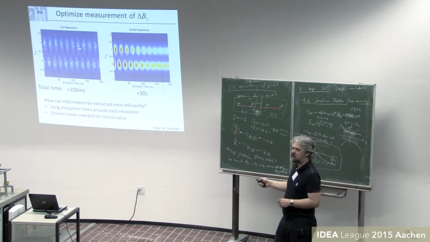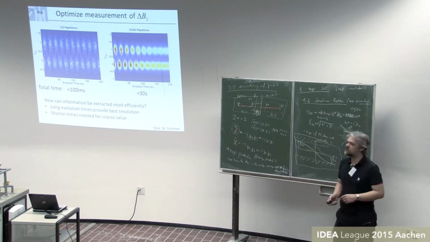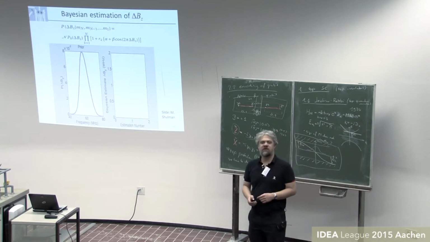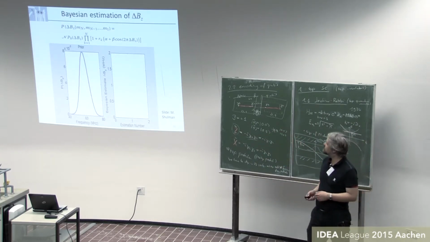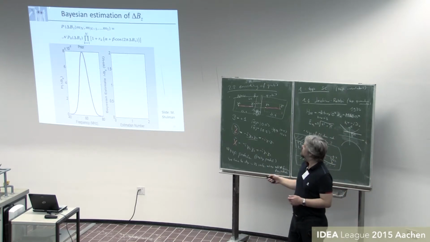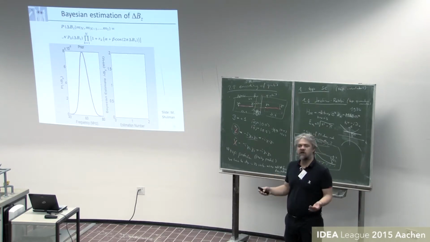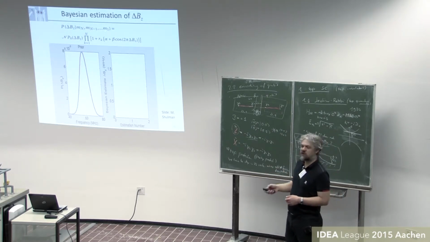So somehow you want to cover everything, but interpret that as effectively as possible. And one thing that our theorist friends have proposed and analyzed in detail is a Bayesian estimate. So one keeps track of a probability distribution of the nuclear field value, and then updates that probability distribution according to the laws of Bayes whenever a new measurement comes in.